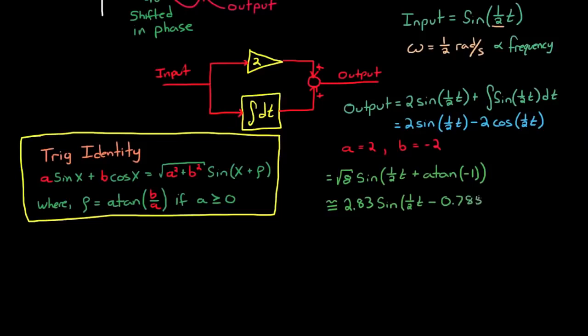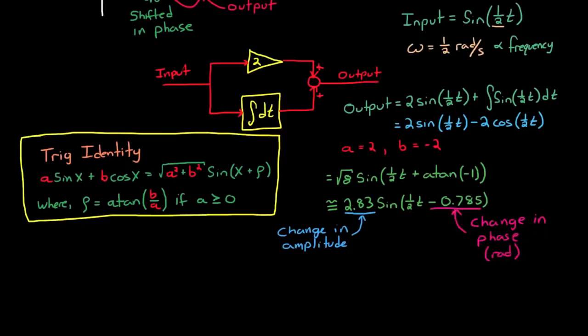Now, it should be obvious from this example that the sine wave that we input into the system is still a sine wave on the output. However, the amplitude has increased from 1 in the original input to 2.83, and that's the change in amplitude, and the phase has been shifted by 0.785 radians.